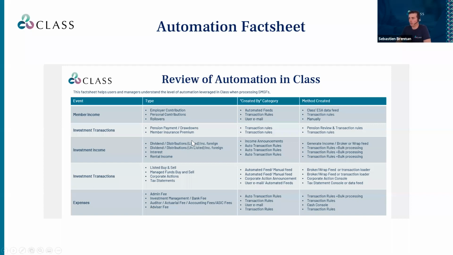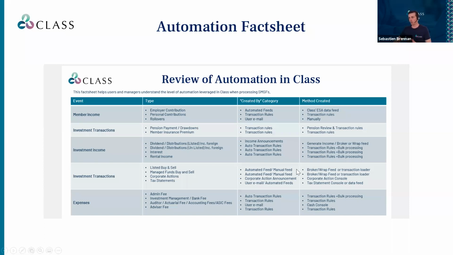So you've got the created by category. So we talked about what all these categories mean. We've also talked about the method that a transaction is created and how it produces that category. And then on the left side, you've got the types of transactions. So the way to review this is that what we're saying is that a rental income, which is an investment income transaction, you should be seeing the auto transaction rule as the created by status. And the way that you would create that is by creating a transaction rule and set it to bulk processing.